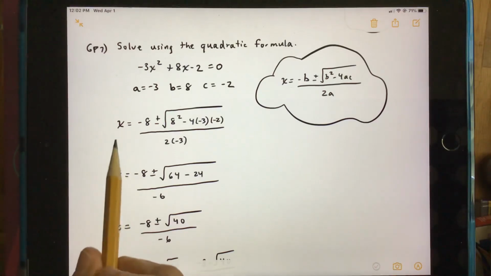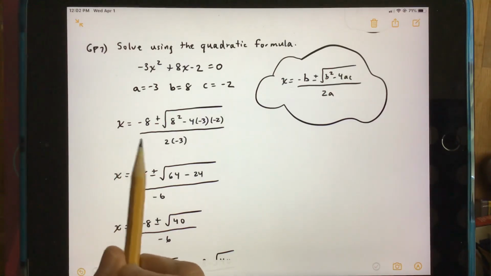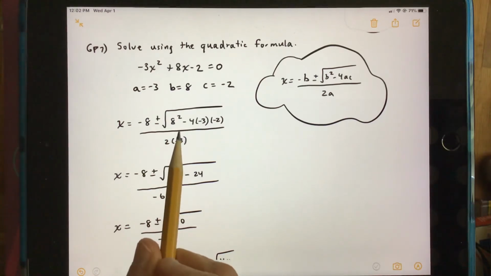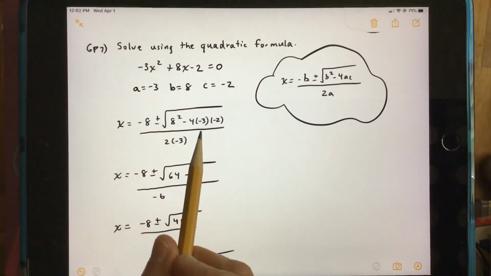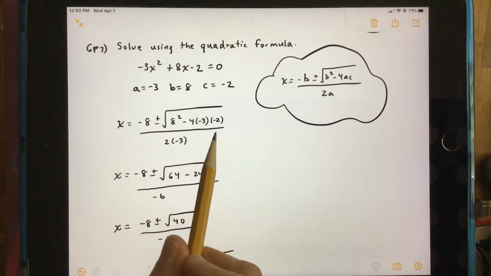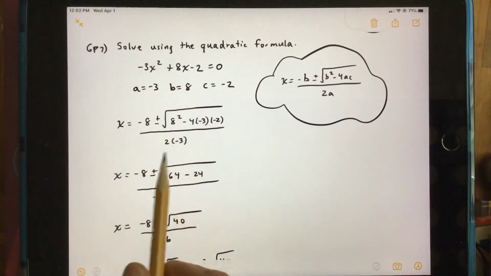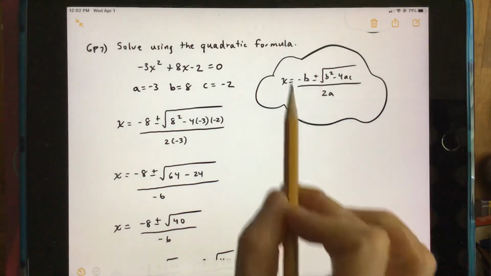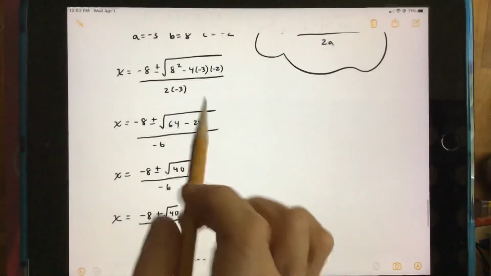And we're going to end up with x equals the opposite of b, which is negative 8, plus or minus the square root of b squared, which is 8 squared, minus 4a. A is negative 3. C is negative 2, all over 2a. A is negative 3. Okay, we plug all our numbers in exactly the way they need to fall right into this quadratic formula. Then we begin simplifying.